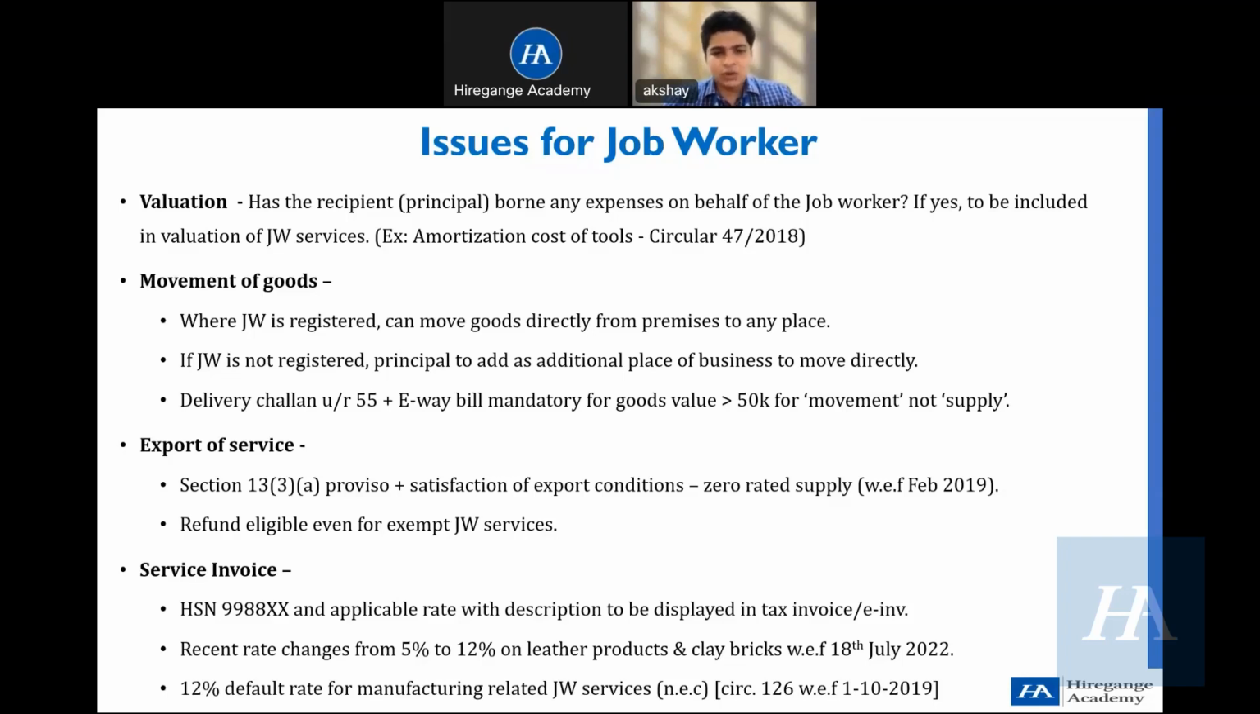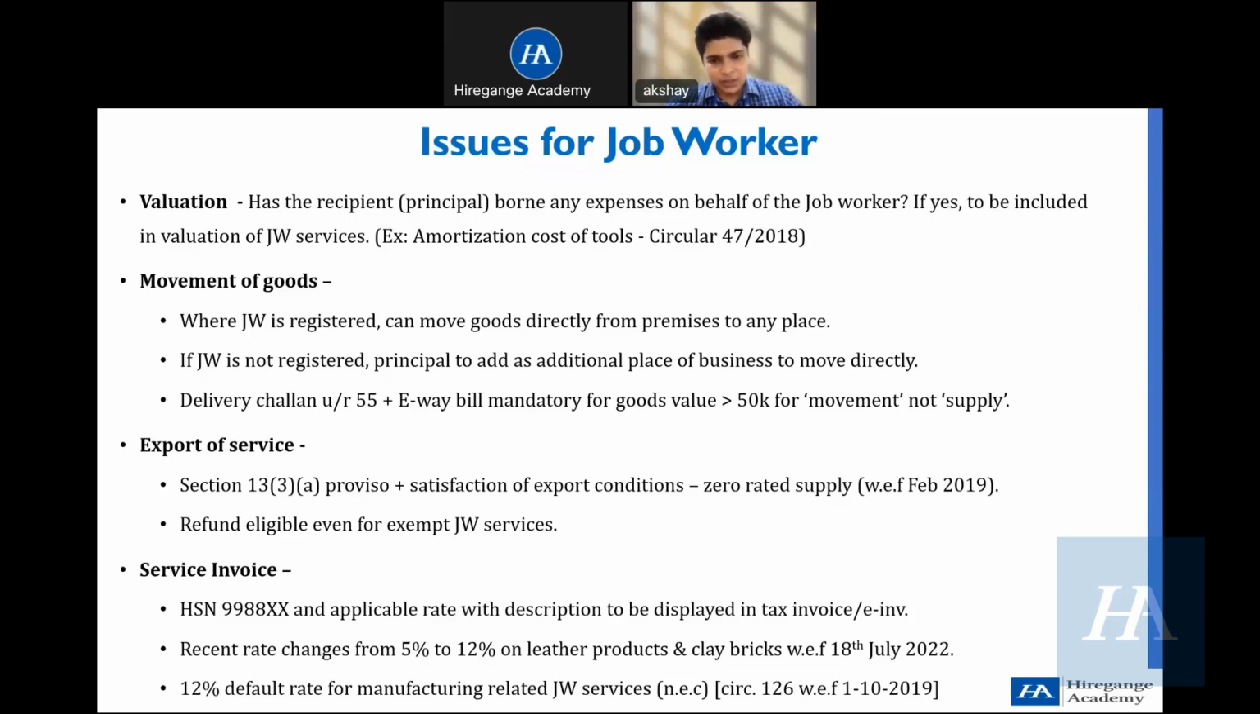Refund would be eligible for those job workers who are also providing exempt services. So please keep in mind, exempt activity is also eligible for refund under Section 16 of the IGST Act, read with Section 54 of the CGST Act. Service invoices raised by the job worker have to be verified in relation to, like I said, the service classification and the GST rate as per the CBIC portal. Where e-invoice is applicable, please ensure that it is followed.